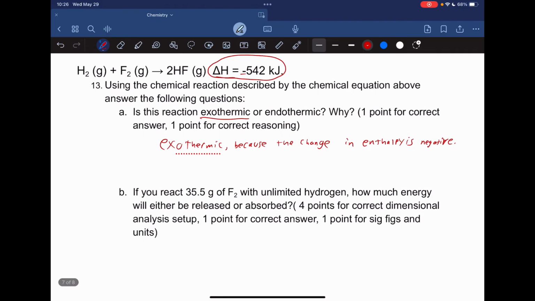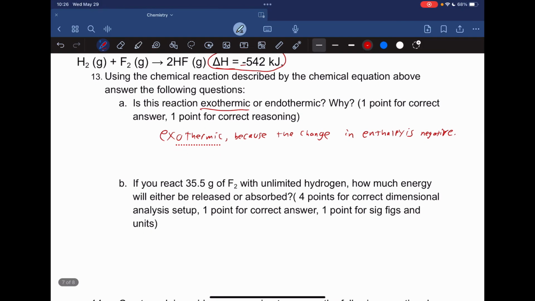That's all the justification we need. All right, now the question is, if we react 35.5 grams of fluorine with unlimited hydrogen, how much energy will either be released or absorbed? One thing we should notice is that it was grams given, not moles, and this value of enthalpy is actually per, so negative 542 per every 1 mole of fluorine, because the coefficient in front of fluorine is a 1.